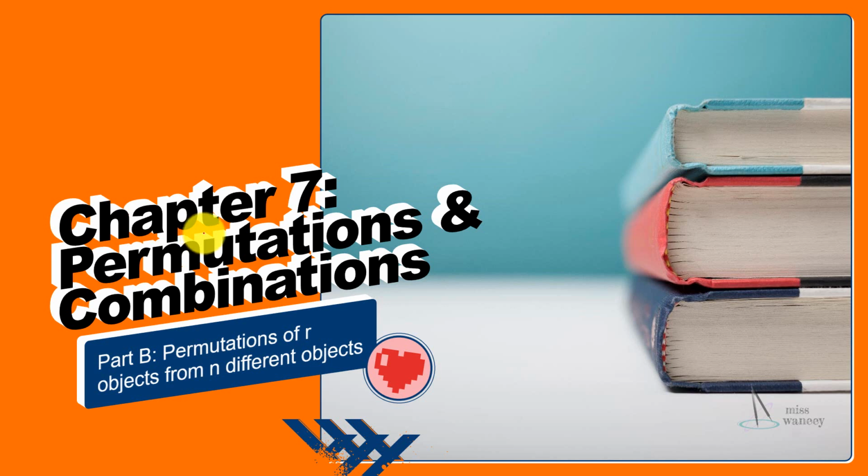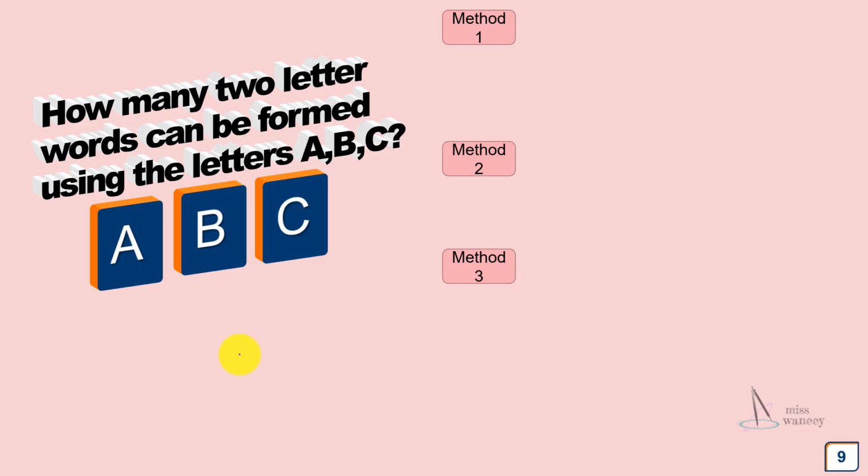Okay, so still in chapter 7, permutation and combination. So this is the second part B, permutation of r objects from n different objects. So we're going to choose a few from n different objects. Okay, so how many two-letter words can be formed using the letters A, B, and C?